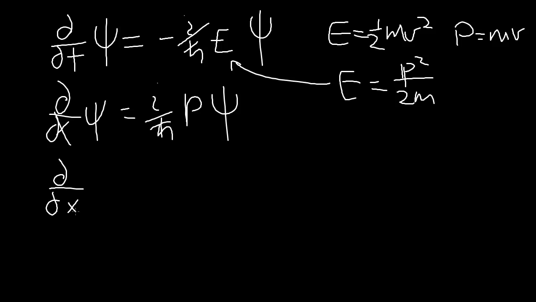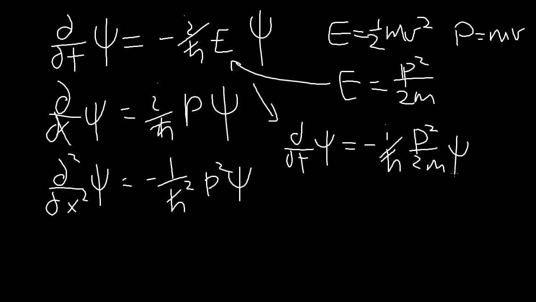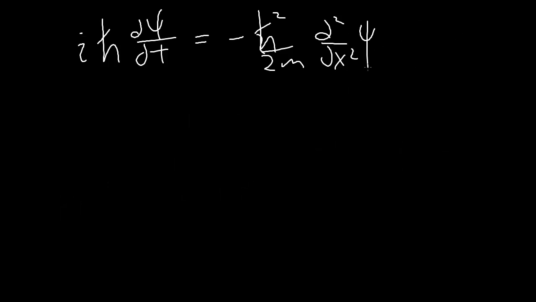So taking the second space derivative, we get negative 1 over h bar squared p squared psi, and this up here we rewrite as i h bar dpsi dt is equal to p squared over 2m psi. Now, solving for p squared psi and equating both sides, we end up with this lovely equation, which relates our spatial derivative with our temporal derivative.